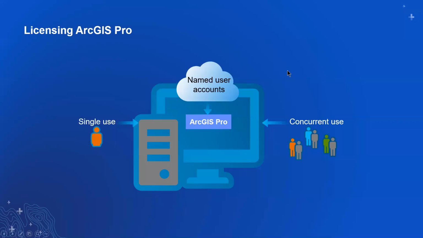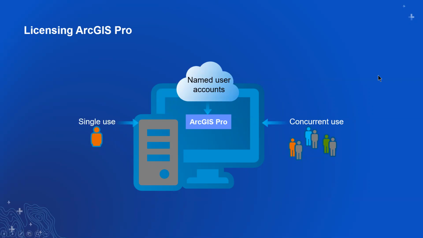Okay, licensing for Pro is done in 3 different ways. You've got your named user account, which is from ArcGIS Online, which comes with every desktop license, or you can use your good old standard classic single use or concurrent use.